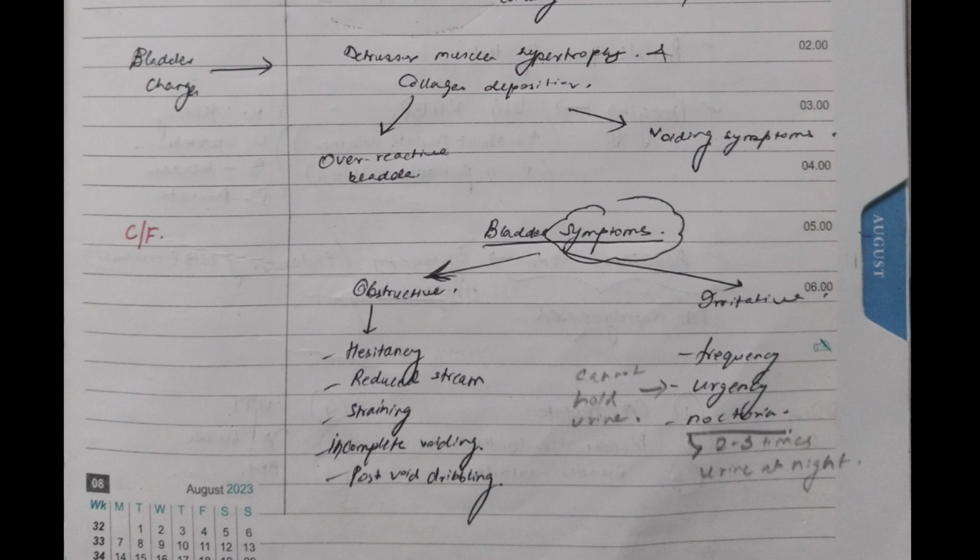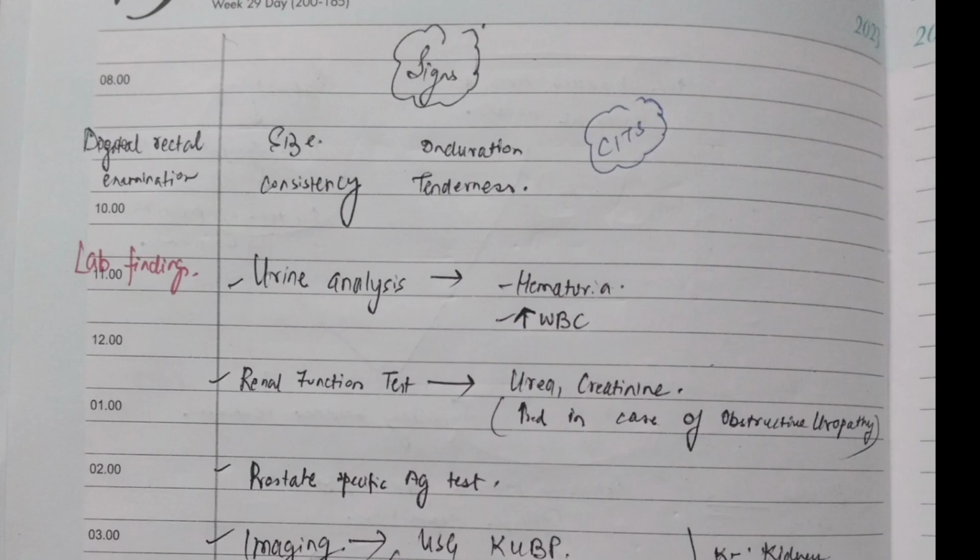Obstructive symptoms you can remember by the mnemonic HP SIR. H, that is hesitancy, P, that is post-void dribbling, S, that is straining, I, that is incomplete voiding, and R, that is reduced stream. And irritative symptoms you can remember by the mnemonic FUN. F is increased frequency, U is increased urgency, and N is nocturia.